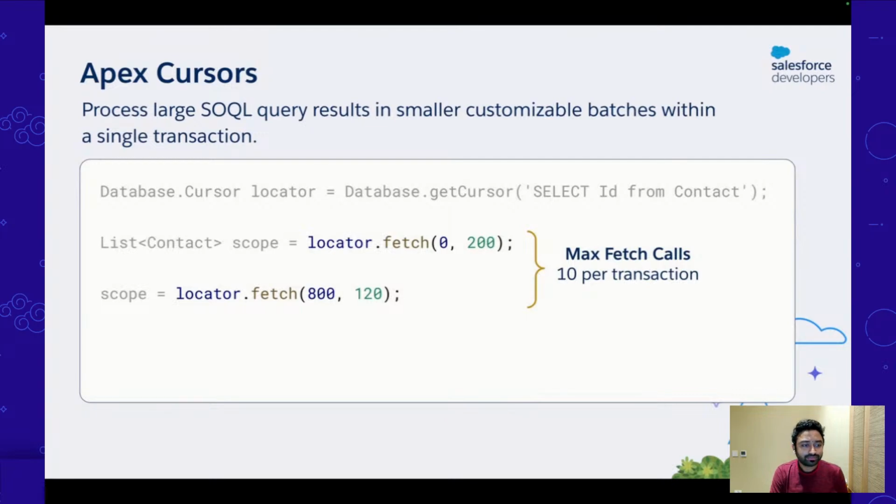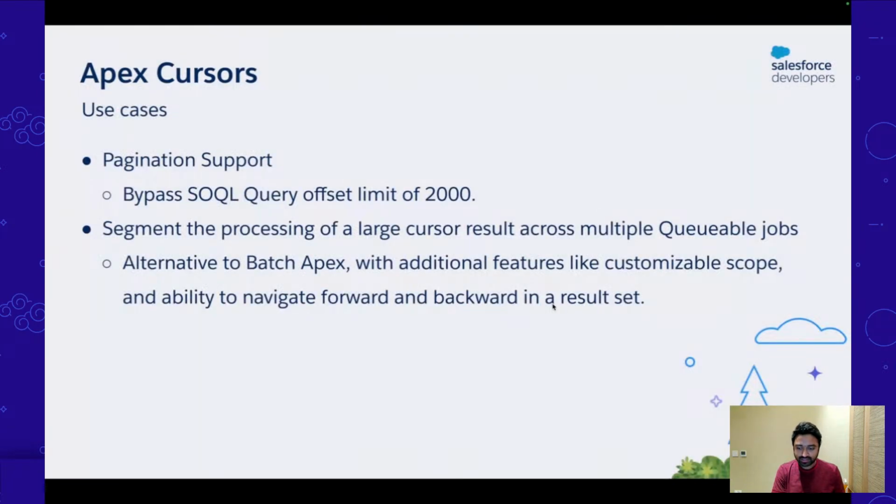Okay, so let me move on and let's see what we are dealing with. What are the use cases that typically come to mind when you talk about Apex cursors? For now, it is pagination support. All of you have the same concern, that there is an offset 2000 limit that can be bypassed using Apex cursors. It comes with its own set of limitations, which I'm going to talk about.